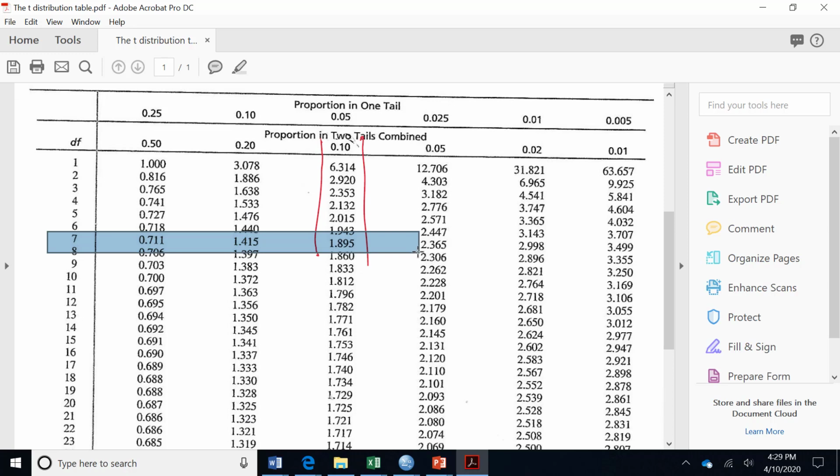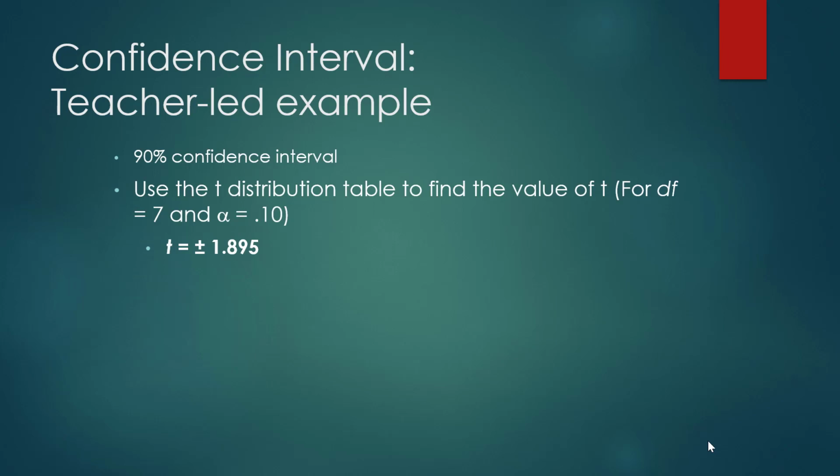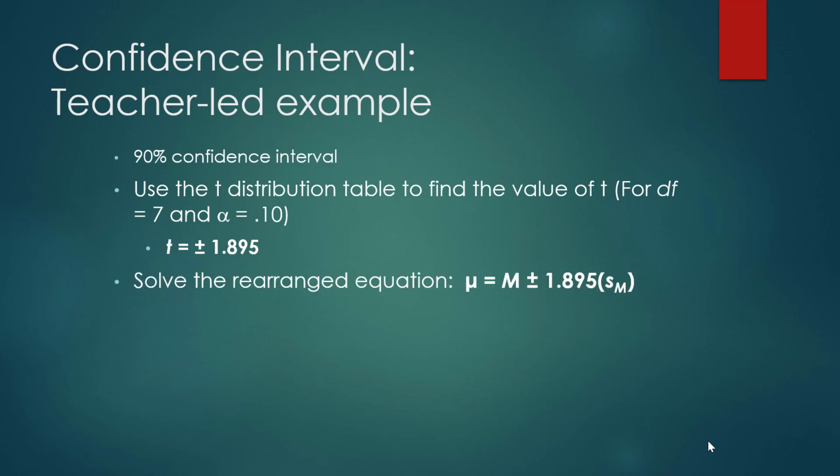So that's the critical boundaries denoting where our confidence falls. So we found out that our critical t, our boundary t, is plus or minus 1.895. So now we want to solve this formula to find out what our confidence interval is.